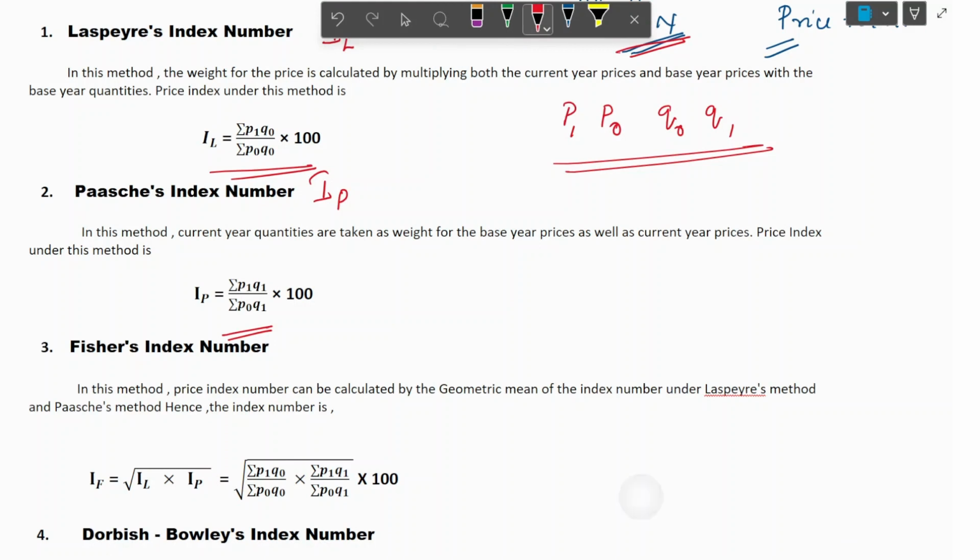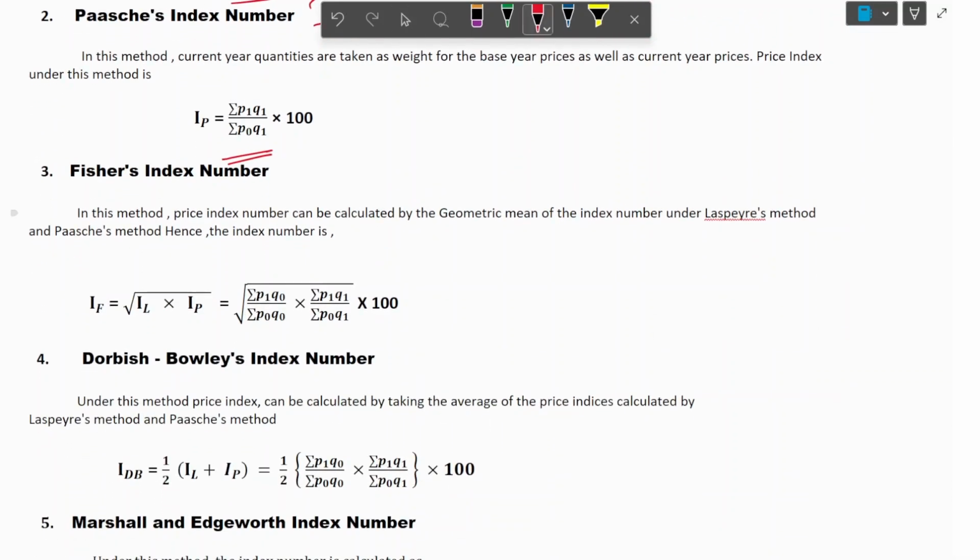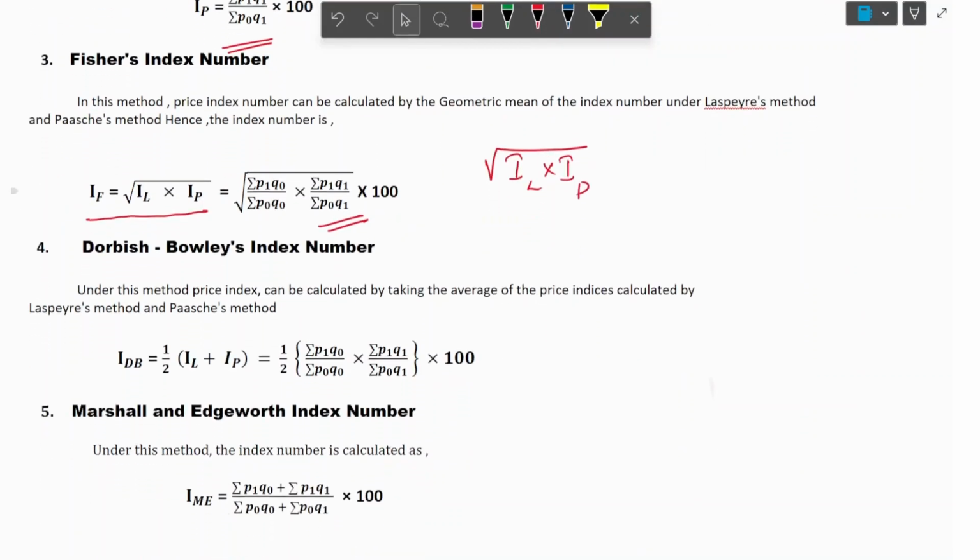The third one is Fisher's index number. Fisher's index number is a combination of the first two, that is IL and IP. The formula is IF equals the square root of IL into IP, and the formula we're going to write this way. I will teach you how to write this formula. First, we will discuss all 5, then we'll see.